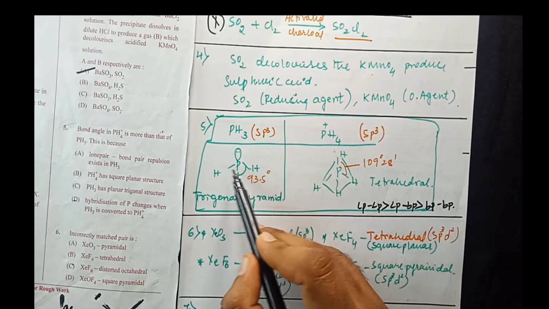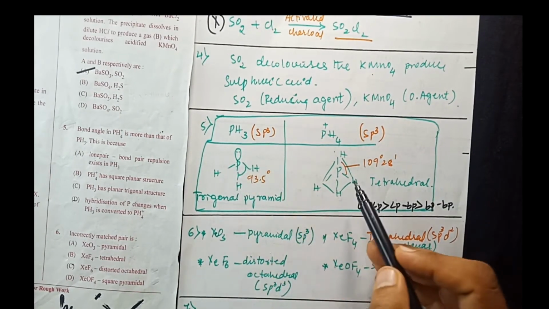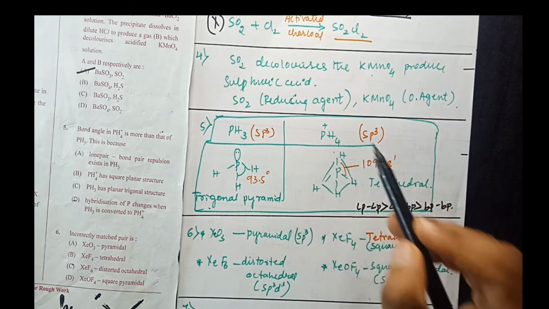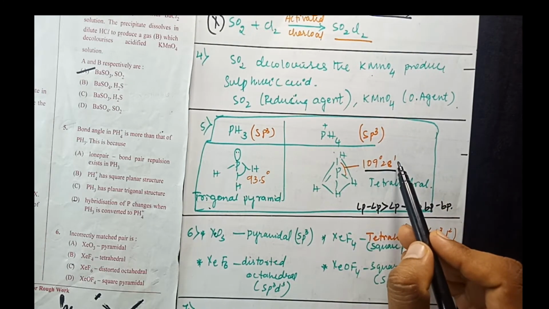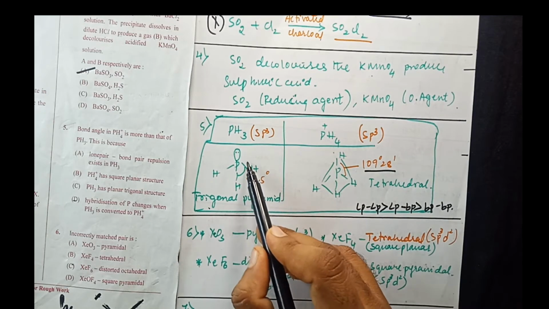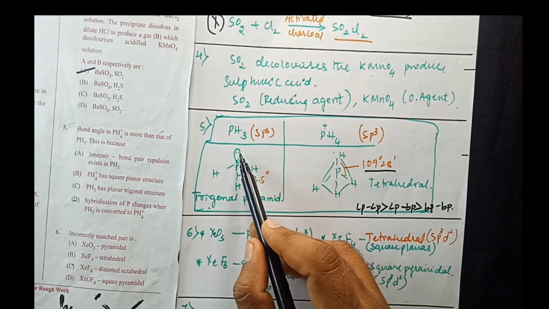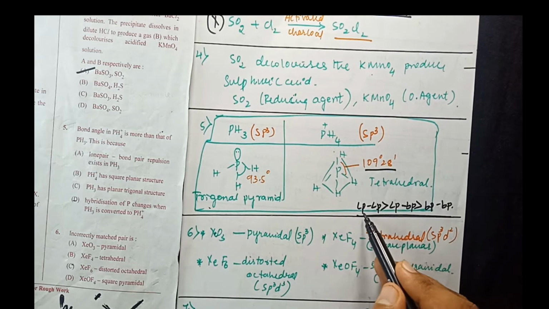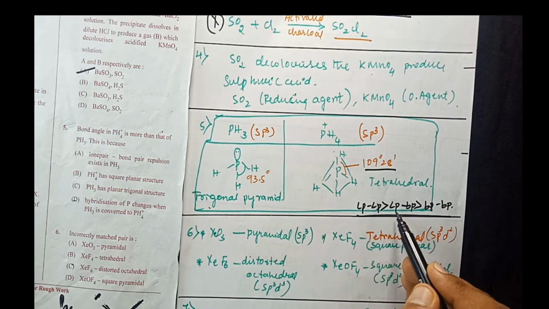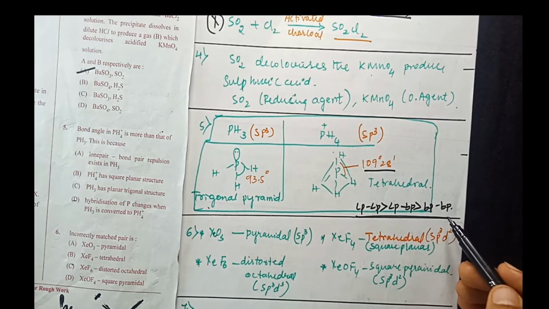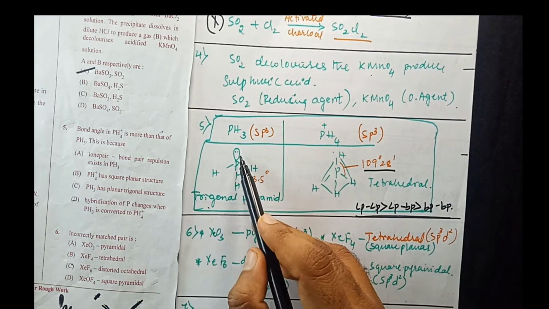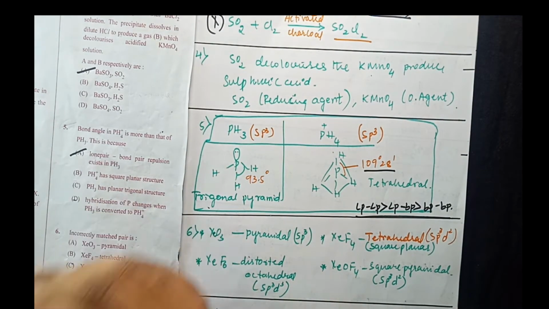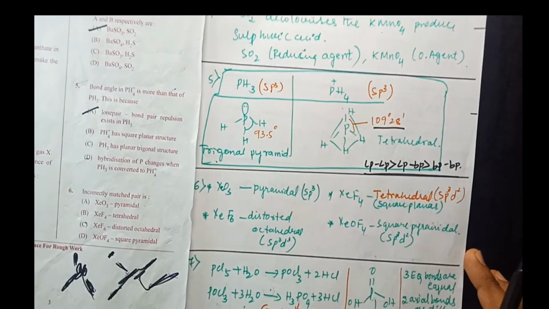The structure of PH3 has the presence of a lone pair of electrons, so the structure is trigonal pyramidal. The structure of PH4+ is tetrahedral with a bond angle of 109 degrees 28 minutes. The bond angle decreases because of the presence of a lone pair of electrons. There is repulsion between the lone pair and bonding pair of electrons. The increasing order of repulsion is: bond pair-bond pair less than lone pair-bond pair less than lone pair-lone pair. With the presence of a lone pair of electrons, the bond angle decreases. So the option is lone pair-bond pair repulsion exists in PH3. Let's move on to the sixth one.